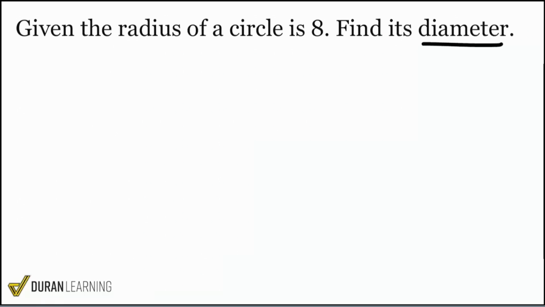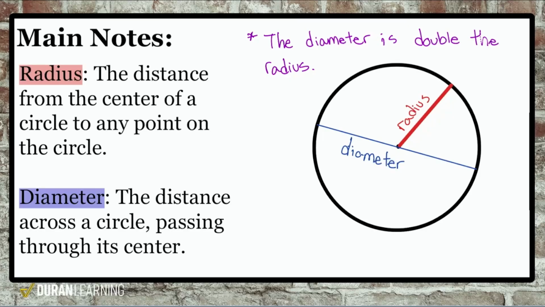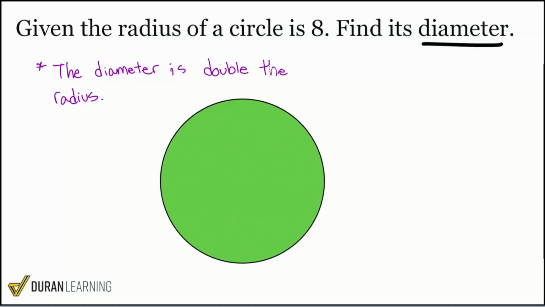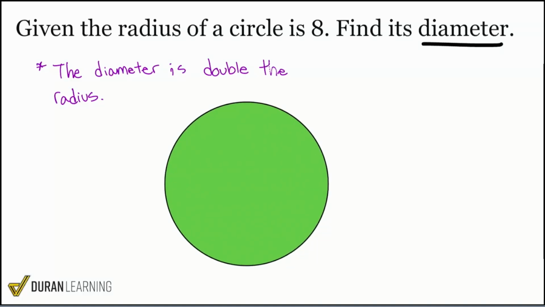the diameter is double the radius. Remember that. Again, let me bring this back from a couple of slides ago for our notes. But again, the diameter is double the radius. Let me put that right there. Let's draw the circle out. Just as a reminder, everybody, just as a reminder. And let me get that green out of here.